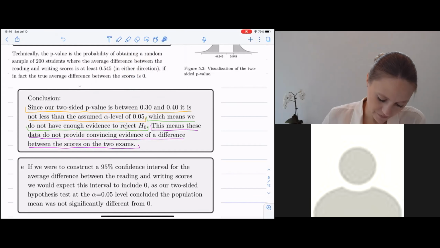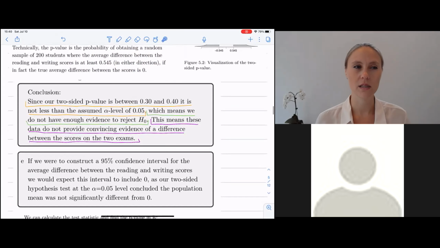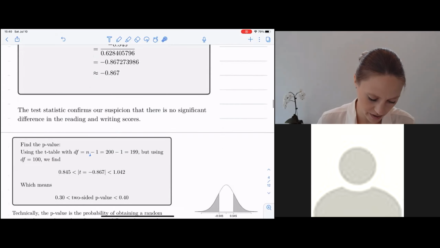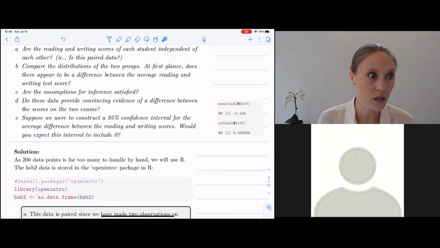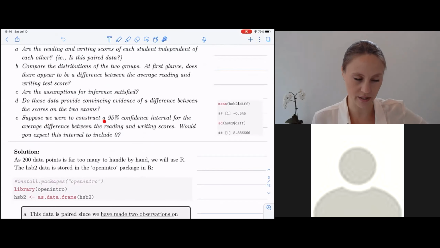I think the last part, let me just go back there and check. Suppose we were to construct a 95% confidence interval for the mean difference between the reading and the writing scores. Would you expect this interval to include 0? Okay, so let's think about this. If you're not rejecting the null hypothesis, right? So you're failing to reject the null hypothesis.